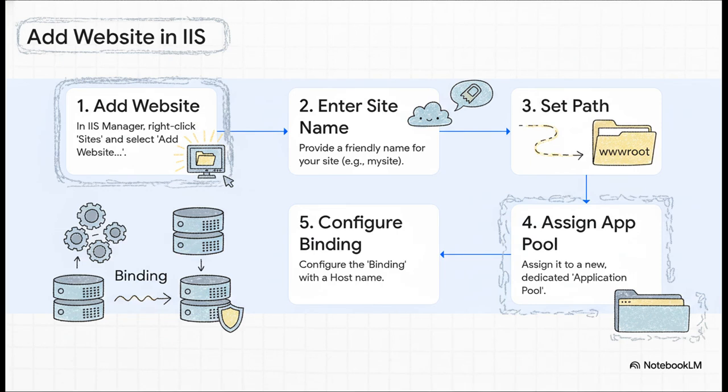You're going to right-click on Sites and choose Add Website. You'll give it a friendly name, you'll point the physical path to that www root folder we just made, and you'll assign it to its own shiny new application pool. And that brings us to the final critical step, the binding.